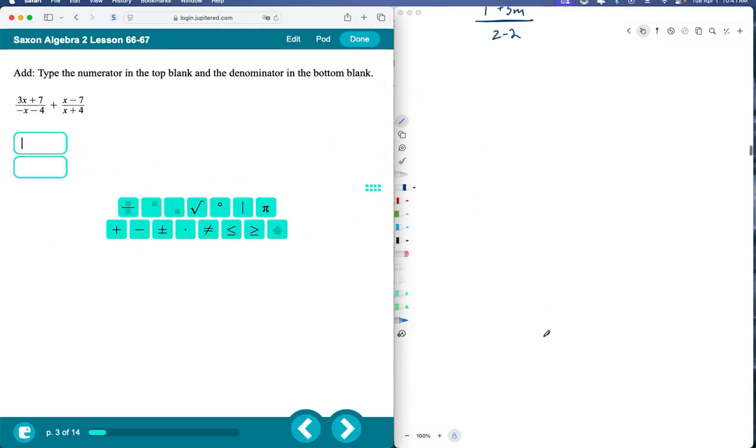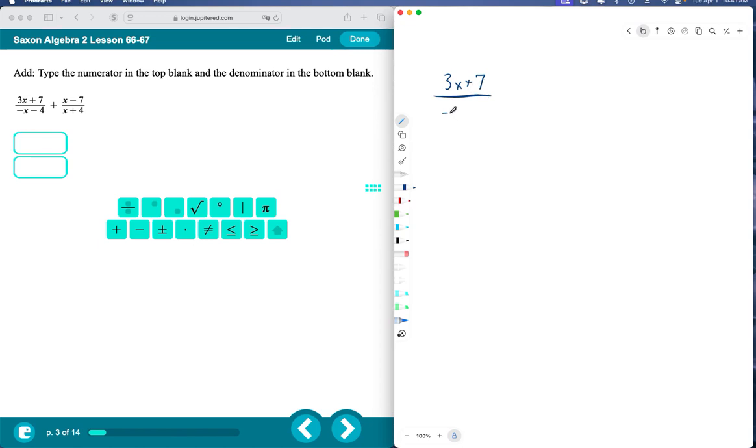It's going to be very similar, I do believe. So that's the pattern that we're looking for here. We've got 3x plus 7 over negative x minus 4 plus x minus 7 over x plus 4. These are opposites. These are opposites. So if I multiply this one by -1 over -1, that's going to take care of everything inside of here. So it's going to be a negative 3x minus 7 over x plus 4 plus x minus 7 over x plus 4.